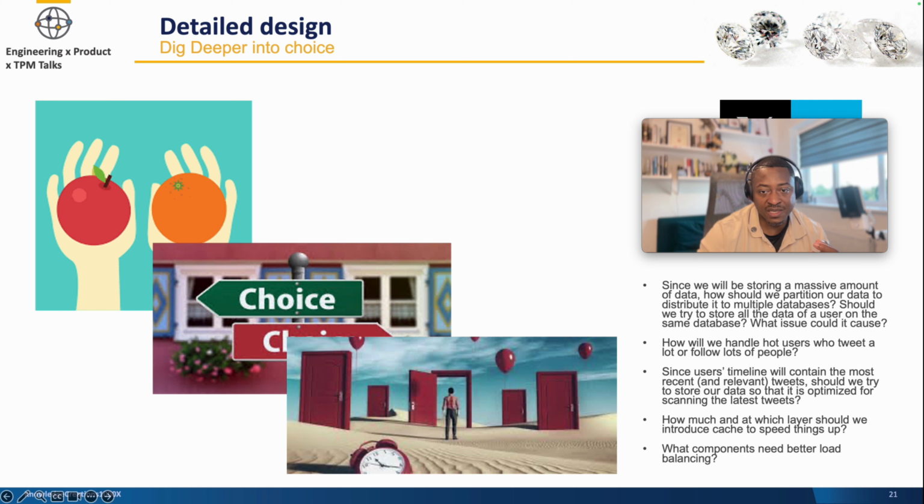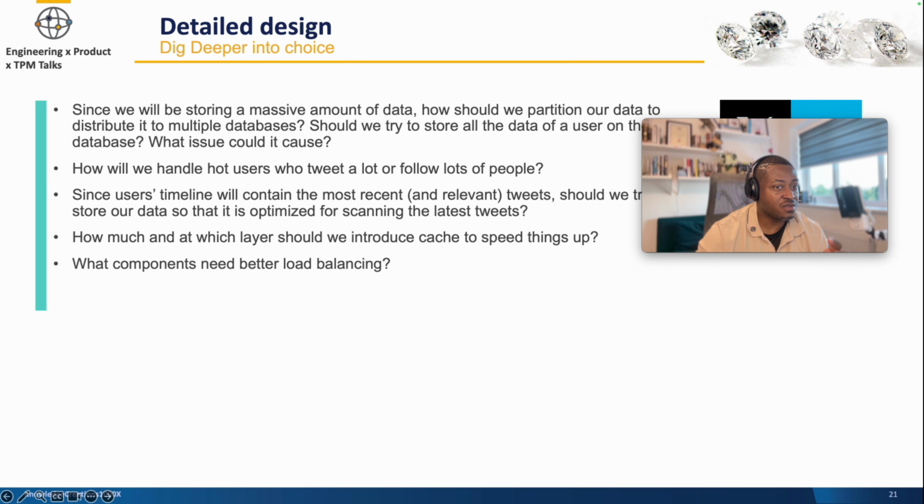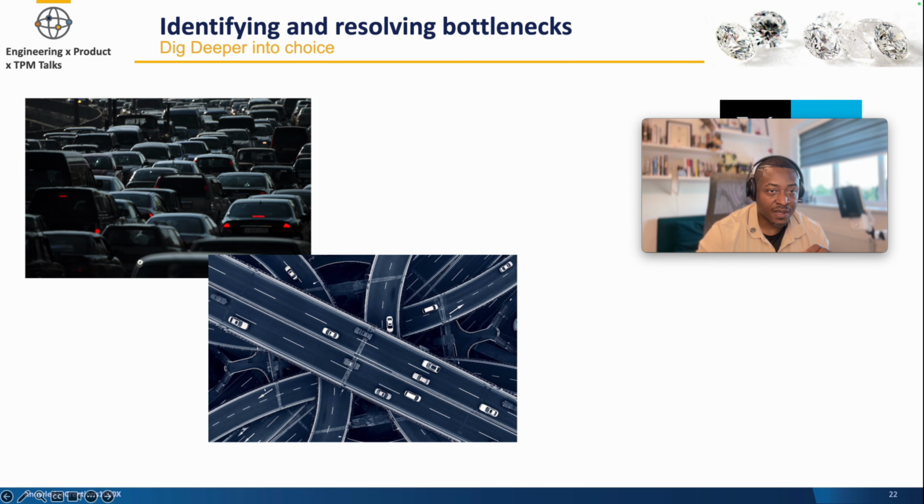So, for example, looking at the Twitter situation, since we'll be storing lots of data, the question is, what issue could it cause? Should we store the data of the user on one database or on two? How do we handle hot users who tweet a lot or follow lots of people or have lots of followers? Those kinds of questions and more. What components do we need for better load balancing? We need to address those bits in the detailed design.